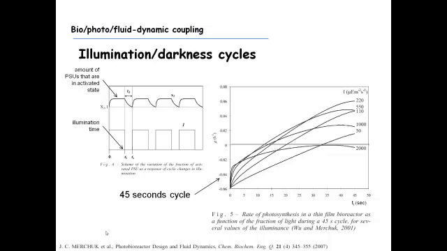A very beautiful study of the illumination-darkness cycles was done by Machuk and collaborators. I captured some of their results here just to explain that they built a small photobioreactor and illuminated it with an intensity of light that varies like this, as in square waves. Okay, the total period is Tc, and the total illuminated time is TL.